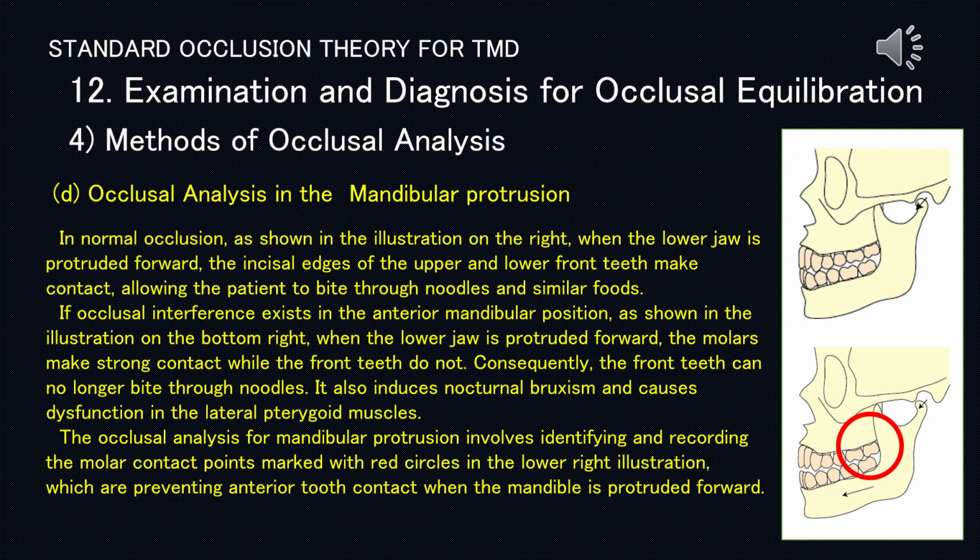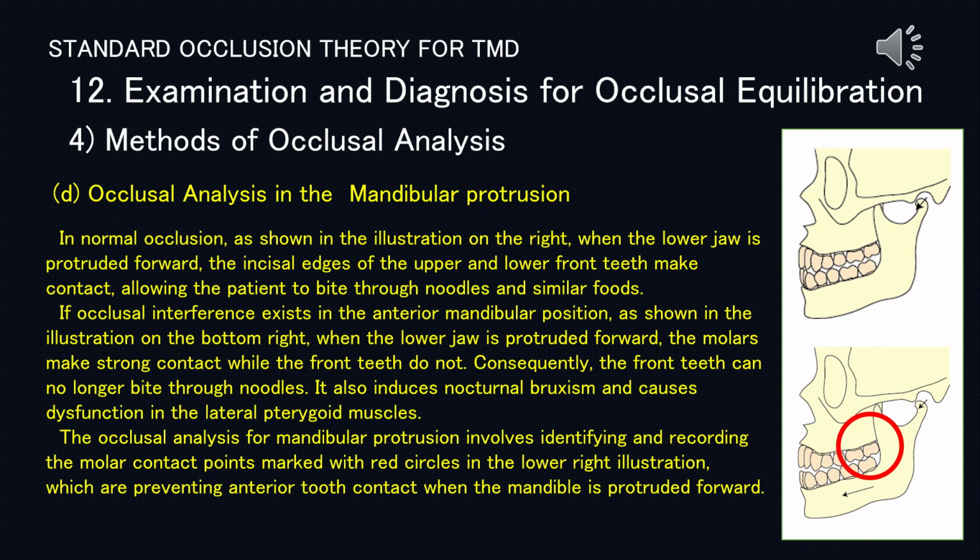D. Occlusal analysis in the mandibular protrusion. In normal occlusion, as shown in the illustration on the right, when the lower jaw is protruded forward, the incisal edges of the upper and lower front teeth make contact, allowing the patient to bite through noodles and similar foods. If occlusal interference exists in the anterior mandibular position, as shown in the illustration on the bottom right, when the lower jaw is protruded forward, the molars make strong contact while the front teeth do not. Consequently, the front teeth can no longer bite through noodles.